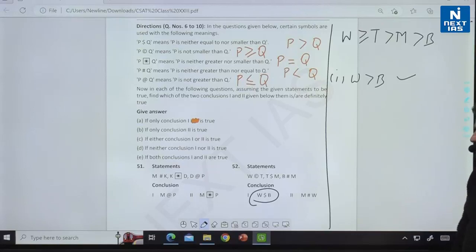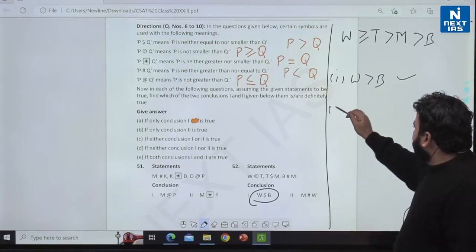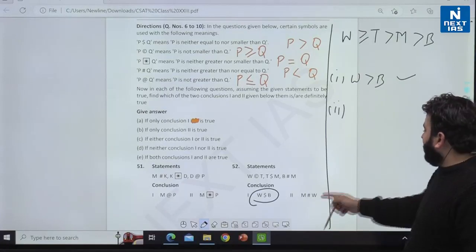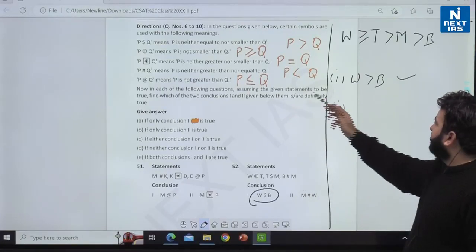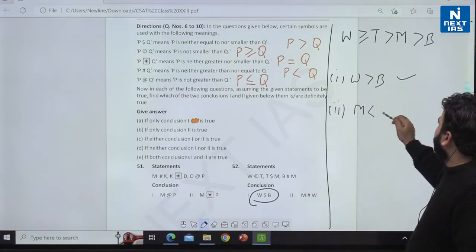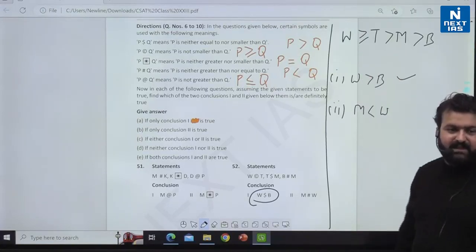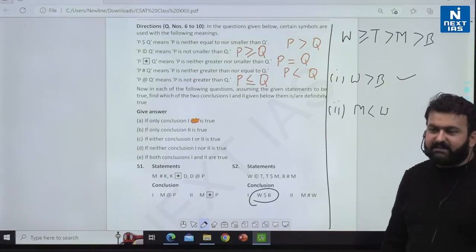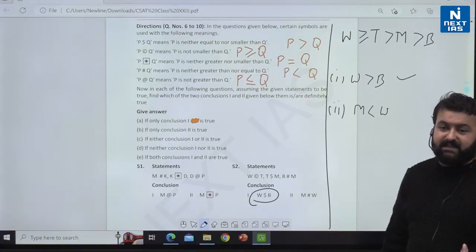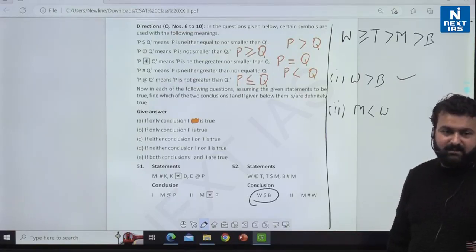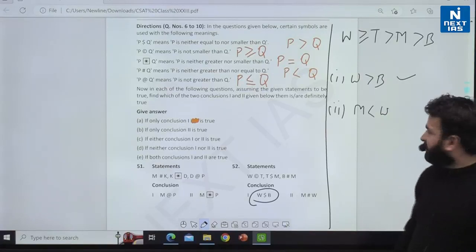W greater than B. Second, M hashtag W. M hashtag W means M is less than W. Now all of you tell me, if W will be greater than M, it means definitely M will be less than W. Is this clear or not? Clear to all of you?